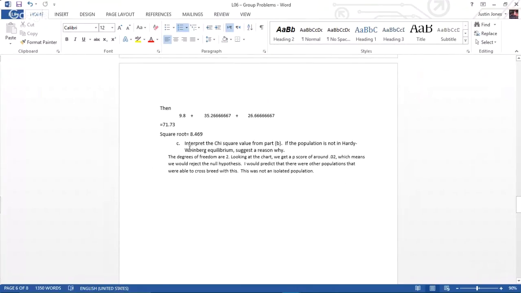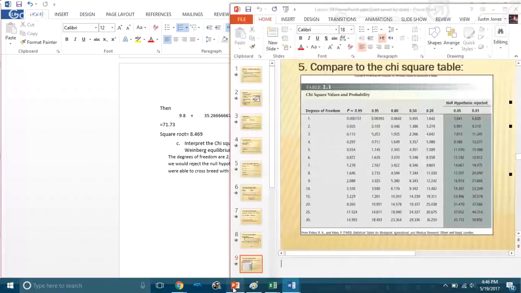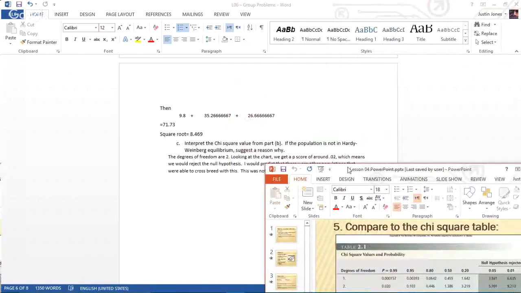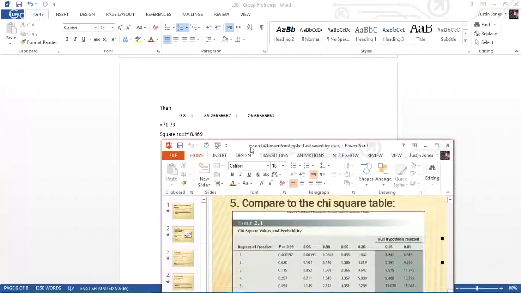What does it mean? Well, that's all in question C. So we look at the degrees of freedom, which are 2 because there are 3 variables. And so we just kind of break that out. If we go to that chart right here, we need to look at the degrees of freedom for an 8.4. So here's 2. 8.4 is going to be maybe 0.02, something like that.